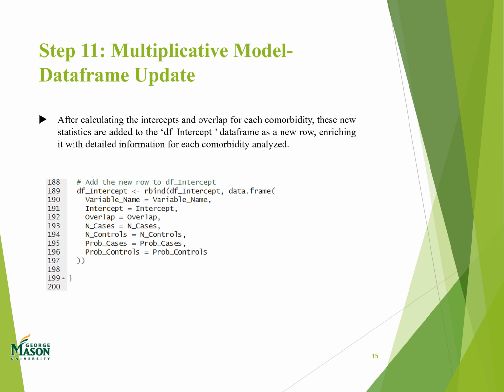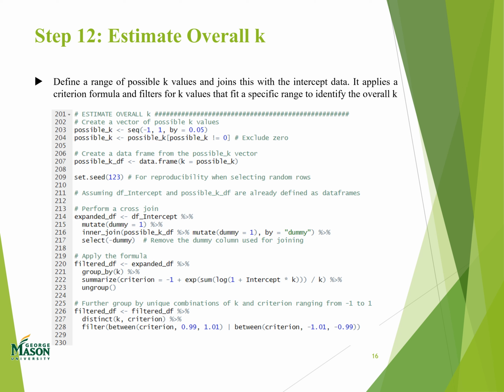Step 11 is the data frame update of the multiplicative model. After calculating the intercept and overlap for each comorbidity, these new statistics are added to the df-intercepts data frame as a new row, enriching it with detailed information for each comorbidity analysis. Step 12 is estimate overall K. This part defines a range of possible K values and joins this with the intercept data. It applies a criterion formula and filters for K values that fit a specific range to identify the overall K.